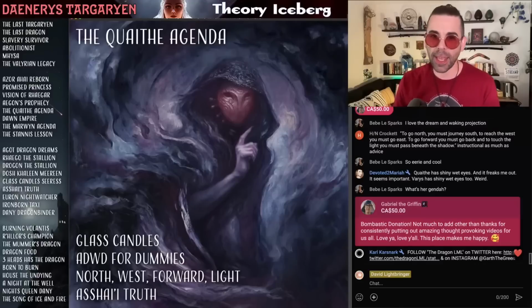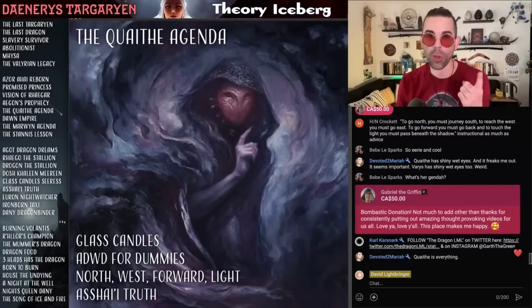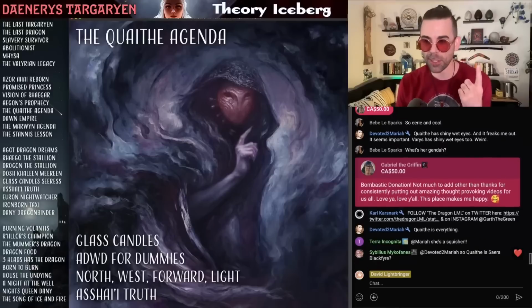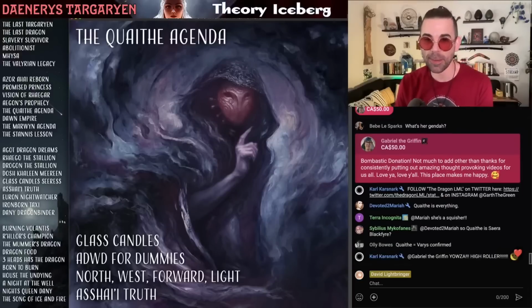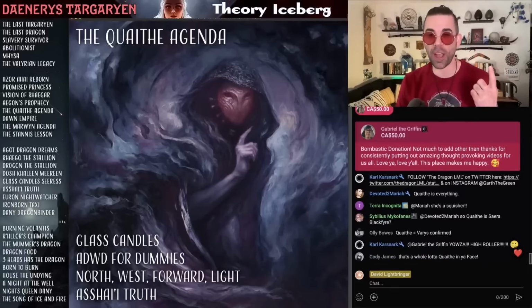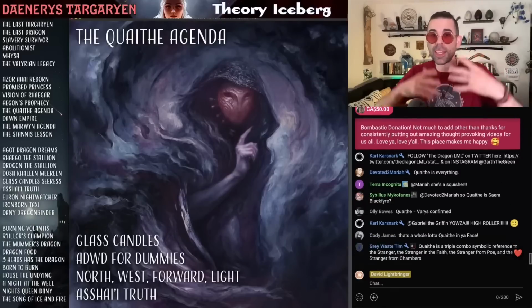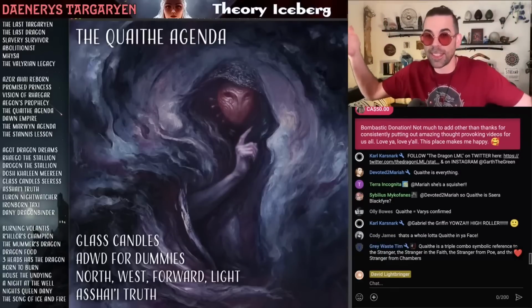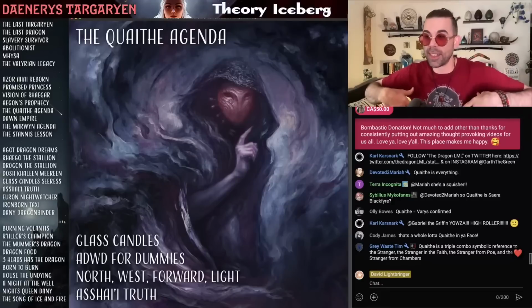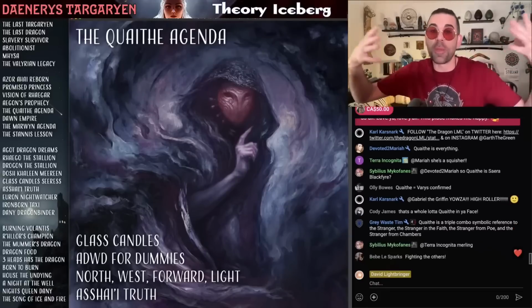So let's isolate the first parts of all those phrases. Where does Quaithe want Dany to go? North, west, forward, and to the light. What does that sound like to you guys? Going to Westeros, going north to fight the others, bringing the light and ending the Long Night, and going forward as in a dream of spring, a future for humanity.